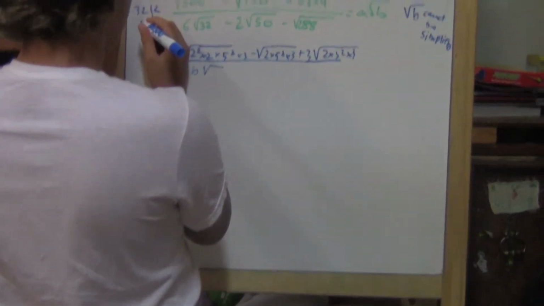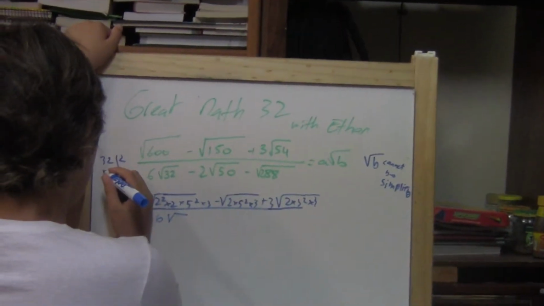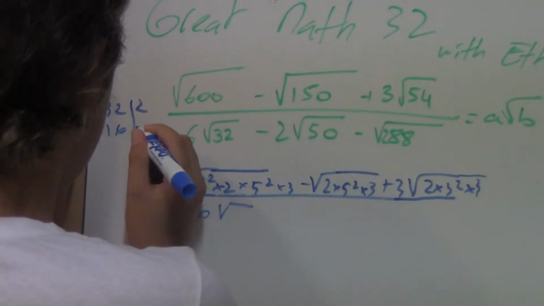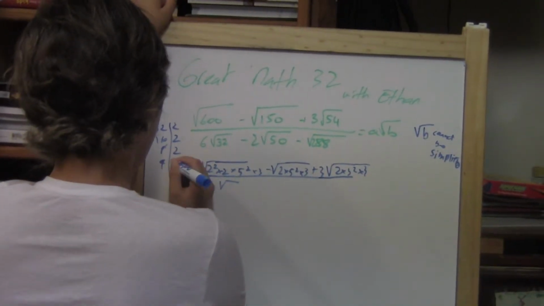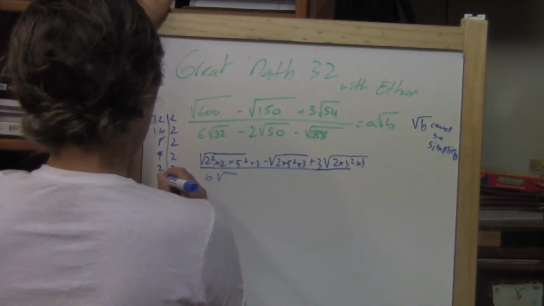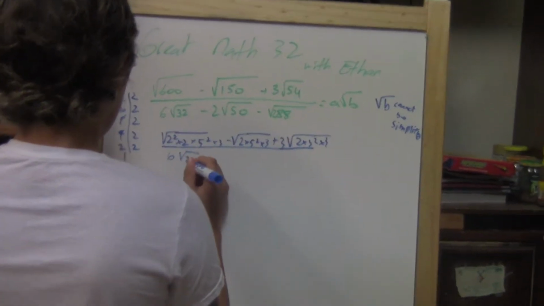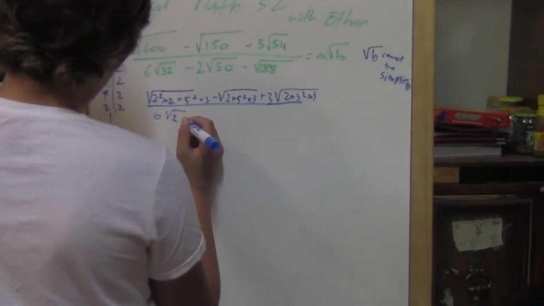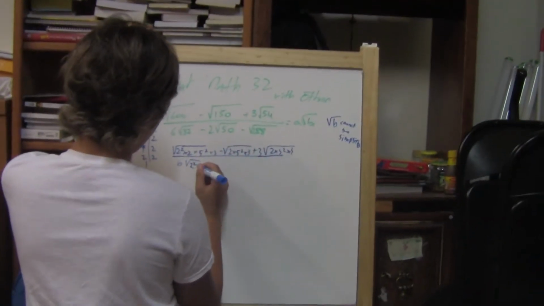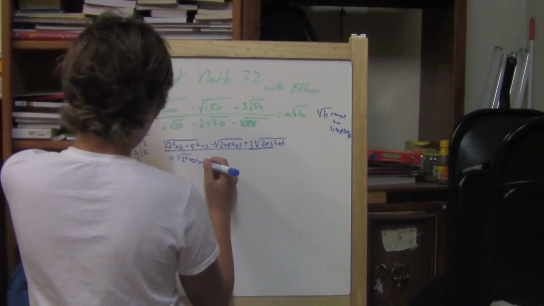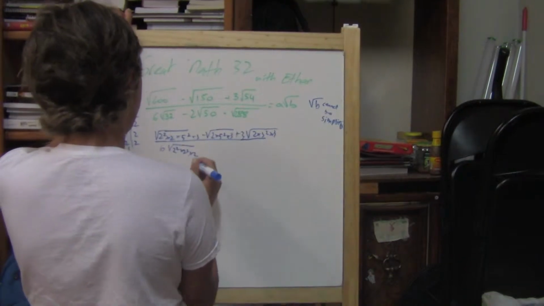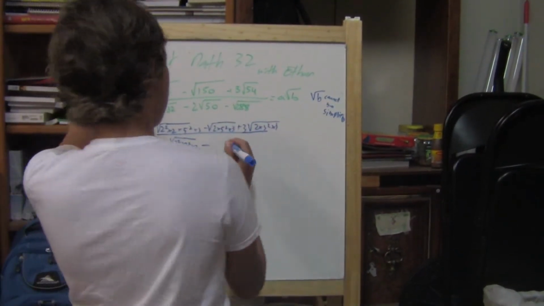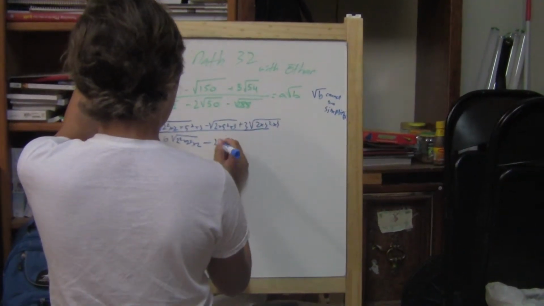So 32 divided by 2 is 16. 16 divided by 2 equals 8. 8 divided by 2 equals 4. 4 divided by 2 equals 2. 2 divided by 2 is 1. So 2 squared times 2 squared times 2. How many 2's are in there? Anyways, next one.